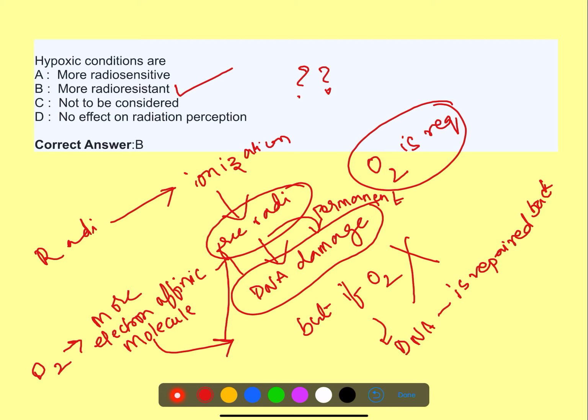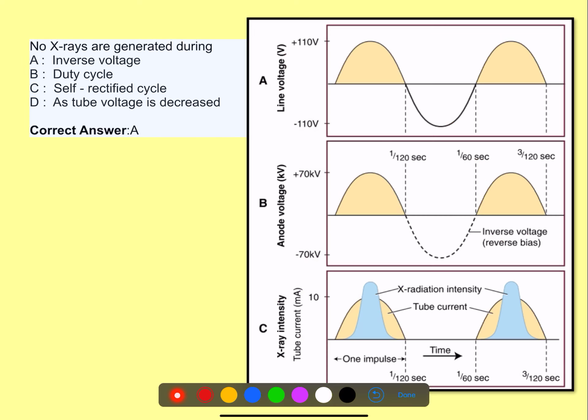Hence the condition becomes radioresistant. That means cells cannot be killed. Hence hypoxic conditions are more radioresistant.